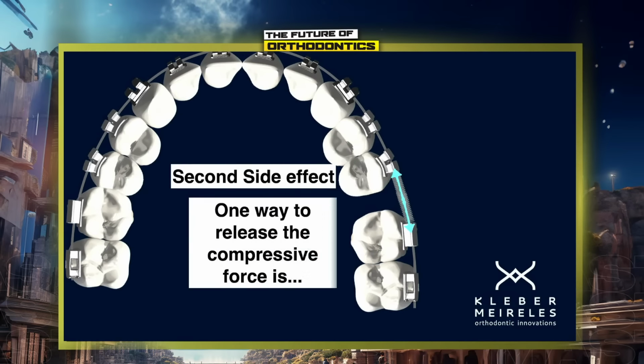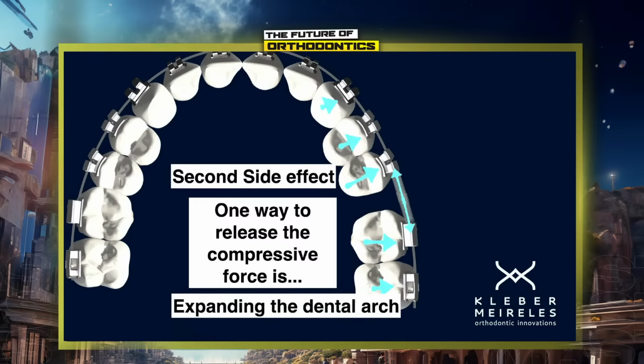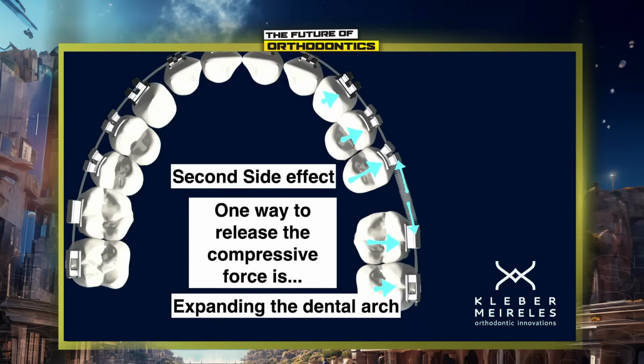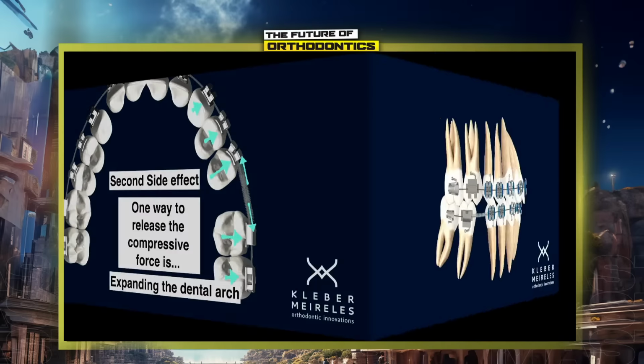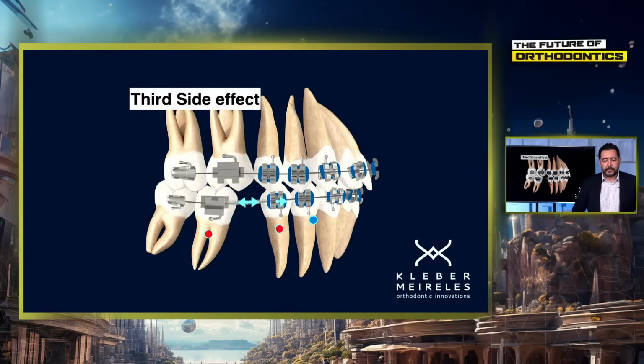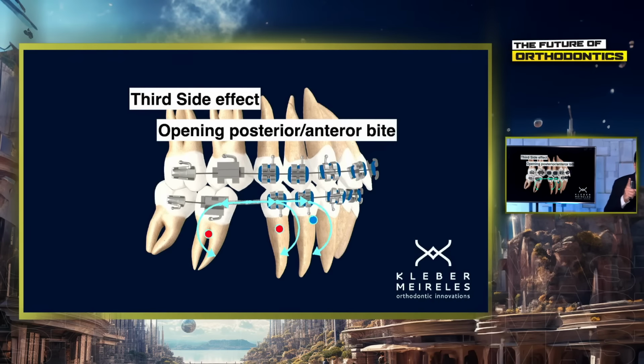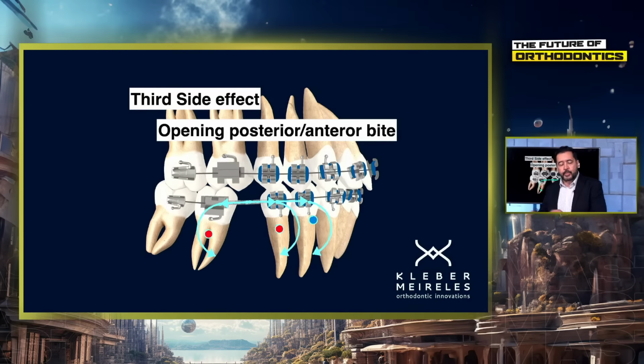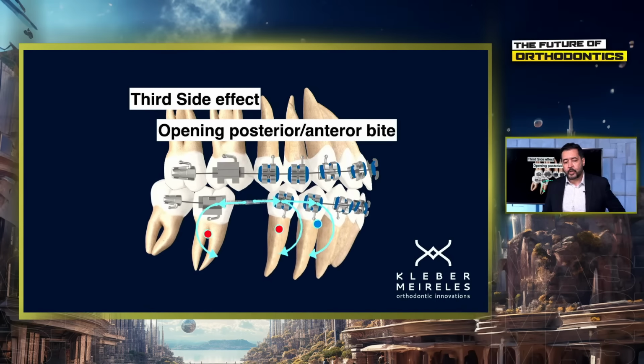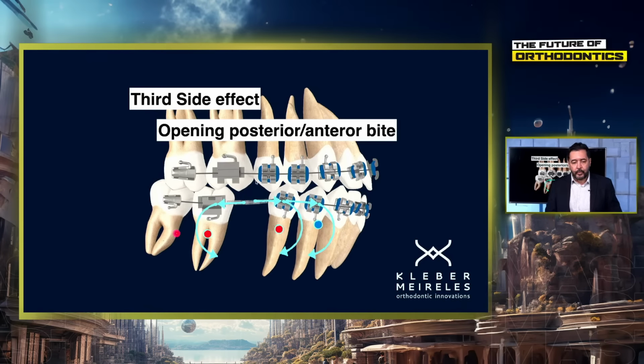Like this, for example. The second side effect is widening the arch, expanding the arch, because the easy way to open the space is by expanding. And the third side effect, maybe the worst side effect here, is that you're going to intrude the anterior segment when you use the coil spring for a long time, because the line of action of the force you're applying is away from the center of resistance, and all those teeth are going to angulate because of the force of the coil spring.